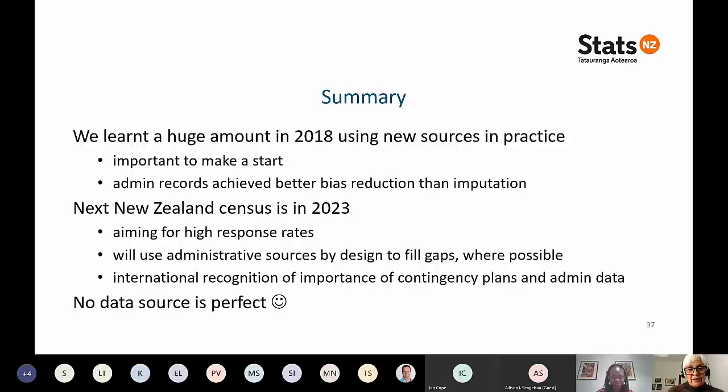So in the next census, New Zealand is in 2023. We do want to get high response rates. We do not want to be left with a large amount of people not responding. But we will use administrative sources to fill gaps in responses where possible, and we will do that by designing that in from the beginning.